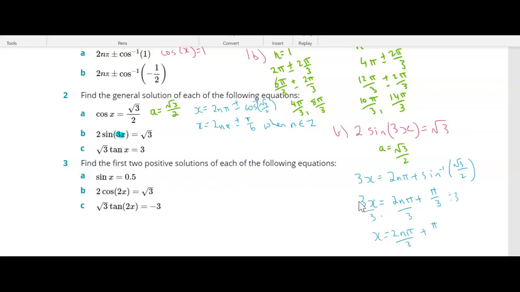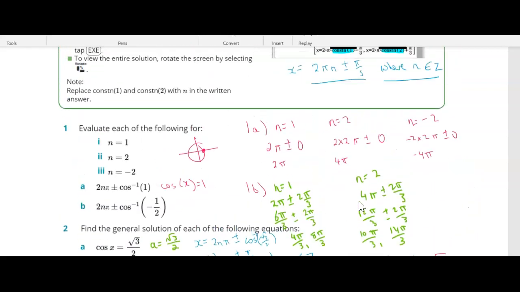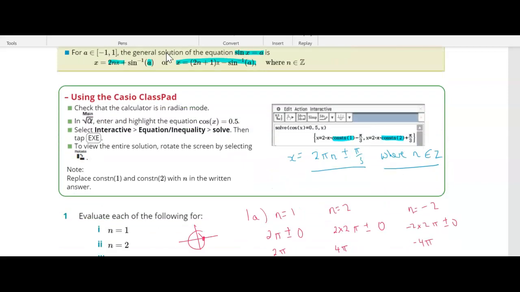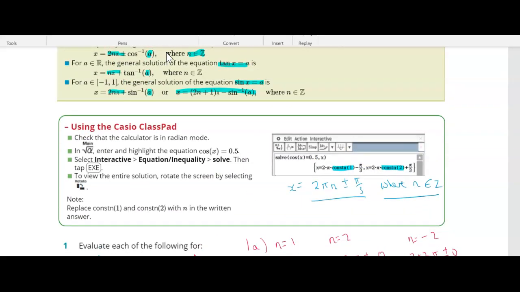So dividing everything by 3, that gives us x equals 2n pi on 3 plus pi on 9. Now, what I didn't realize before, with sine, we actually do have 2 solutions. So the other one is here. So 2n plus 1 pi minus that. So I might just write that down before I scroll. So 2n plus 1 pi minus.